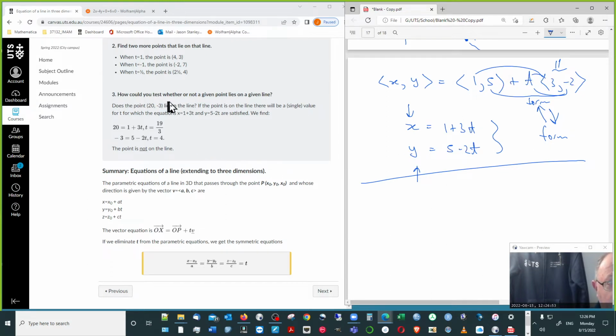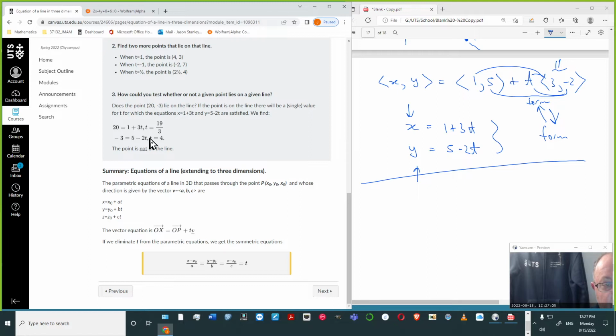So if the point's on the same line, then the t that we get in reverse engineering, okay, so when we put 20 in as x and minus 3 in as y, when we reverse engineer it, this t here, they should be the same. That t and that t, they should be the same. But because they're not, then this doesn't make any sense. It's saying, well, if 20 and minus 3 are on the line, we'll get the same t.